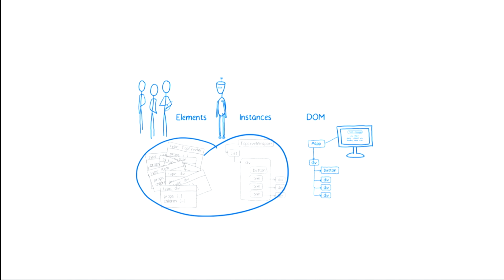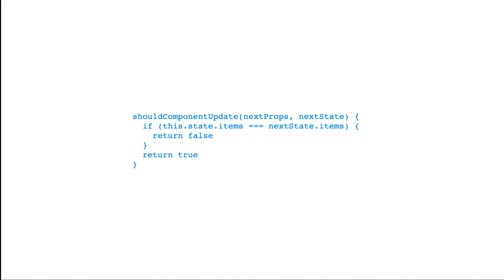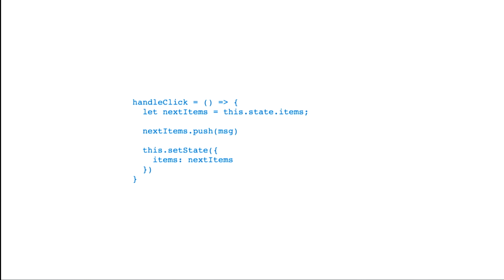But if you were looking closely at that shouldComponentUpdate, you might have noticed a potential bug. And this works hand in hand with the potential bug I was calling out in the handler before. It depends on how you're updating the state. So let's say that you were updating it the way that I was saying, where you set a new variable nextItems to this.state.items, and then you push an item on the array, and then call setState with that nextItems variable.